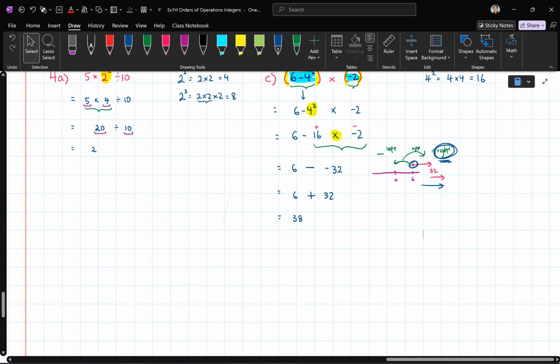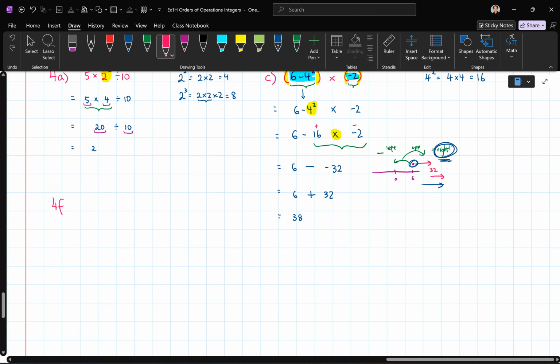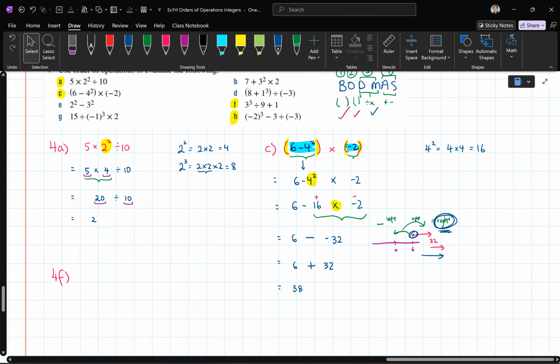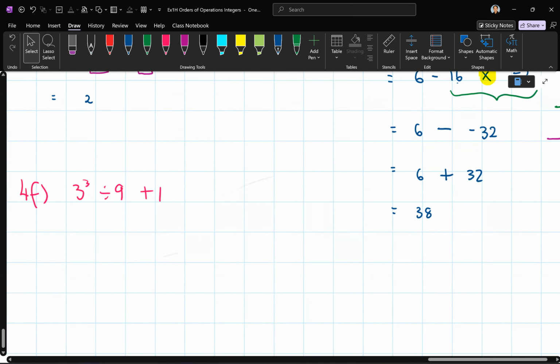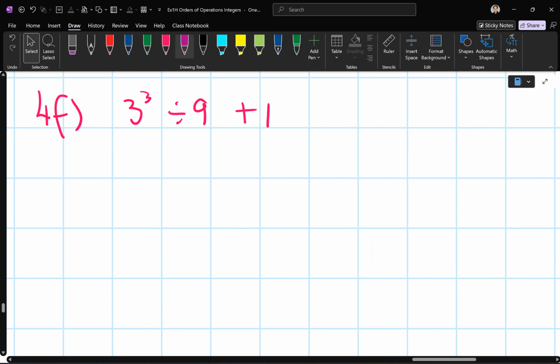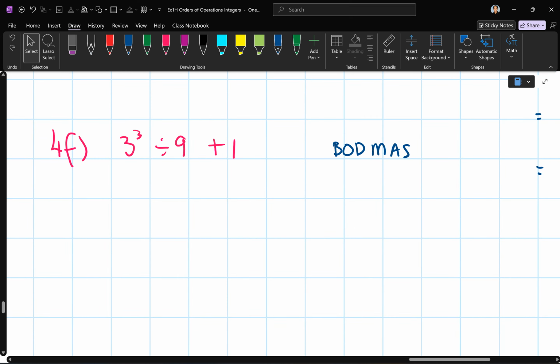So let's do question F. So 4F here is 3 cubed divided by 9, and you've got plus 1. Right, so again, let's write out BODMAS. I'm going to do BODMAS over here. Here we go, that's BODMAS.